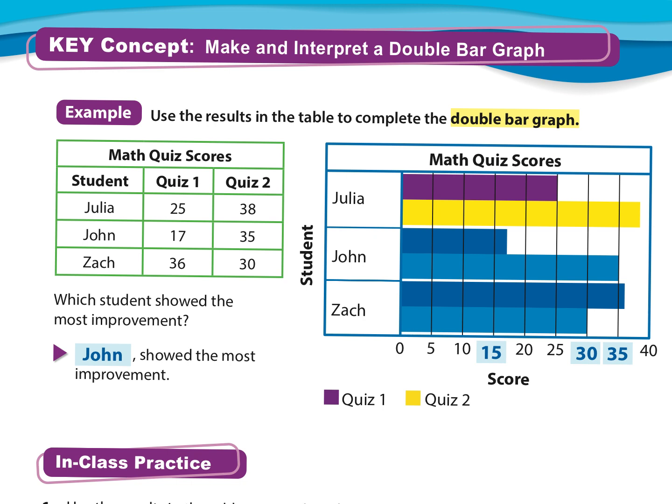So we're looking at, Julia, 2 different colors representing 2 different quizzes. Does everybody understand how that's working? Okay. So John's is represented by a dark blue and a light blue, and Zach's is the same way. It says which student showed the most improvement. So going from the first quiz to the second quiz, who has the most space? Yeah, John does, because John had only scored 17 out of 40 on the first one, but the second one, he had 35. Okay. All right.